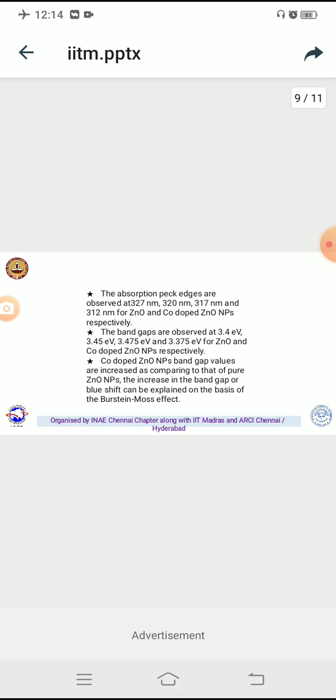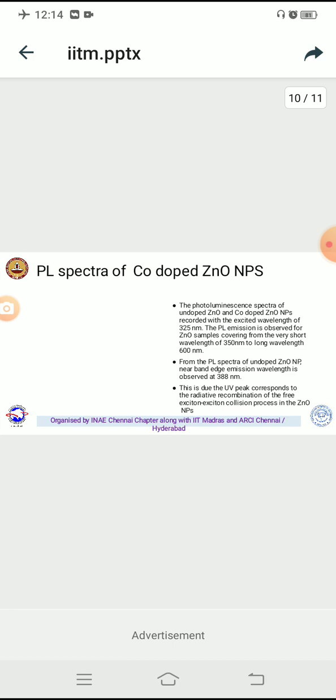The absorption peak edges are observed at 327 nanometer, 320 nanometer, 370 nanometer and 32 nanometer for zinc oxide and cobalt-doped zinc oxide nanoparticles respectively. The band gaps are observed at 3.4 electron volt, 3.44 electron volt, 3.47 electron volt and 3.37 electron volt for zinc oxide and cobalt-doped zinc oxide nanoparticles respectively. The band gap values of the cobalt-doped zinc oxide nanoparticles are increased as compared to that of pure zinc oxide nanoparticles. The increase in the band gap can be explained on the basis of the Burstein-Moss effect.